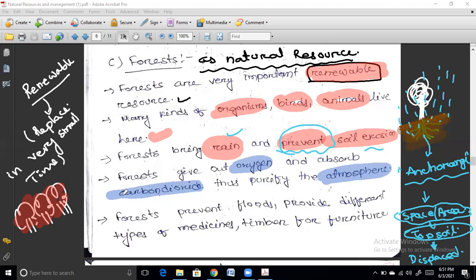Then the forest prevents floods. Floods means banya. The forest prevents floods because the soil will not be destroyed from that area, so the water may remain in that area, and they prevent the water from flowing into the different normal habitats. Then it provides different types of medicines. We know that in the forest there are different medicinal plants. So these medicinal plants, they provide what?